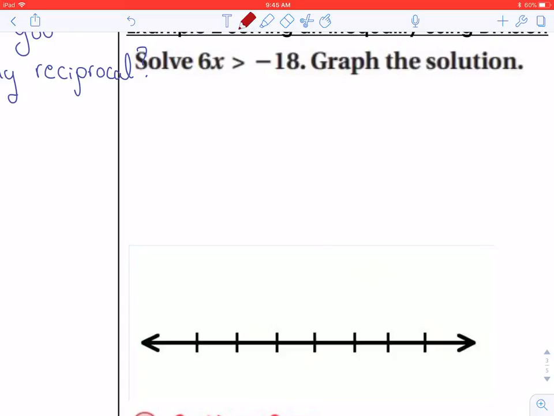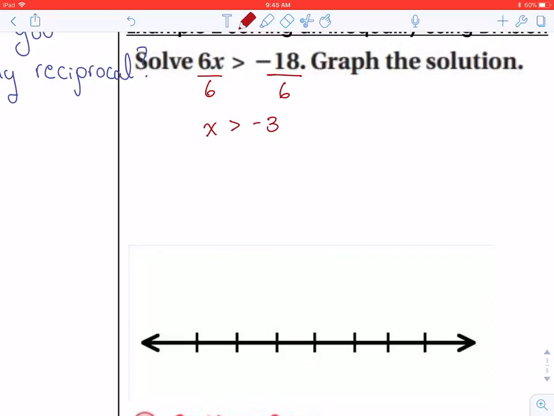We have 6x as a multiplication operation, and in order to get that x by itself, we want to have the number 1 next to it. Because this is 6 times x, we're going to do the inverse operation and divide both sides by 6. Dividing both sides by 6 leaves us with 6x divided by 6. 6 divided by 6 is 1, so that's just going to be 1x. It is greater than negative 18 divided by 6, negative 3.